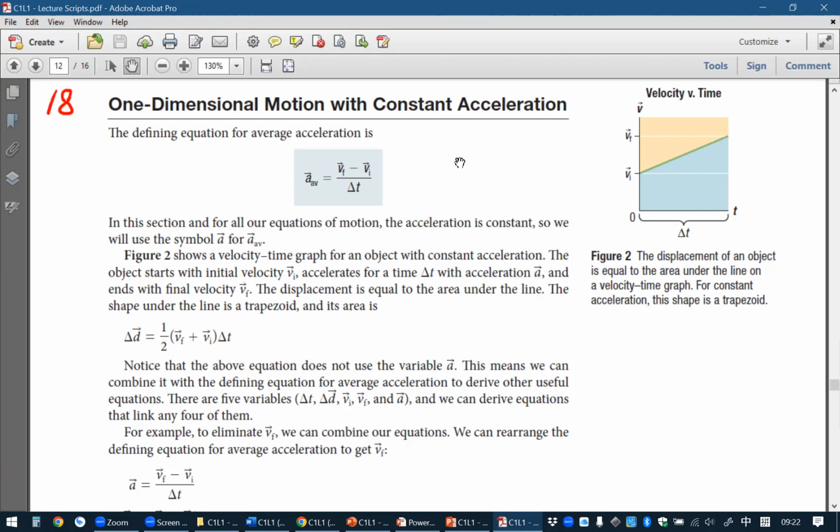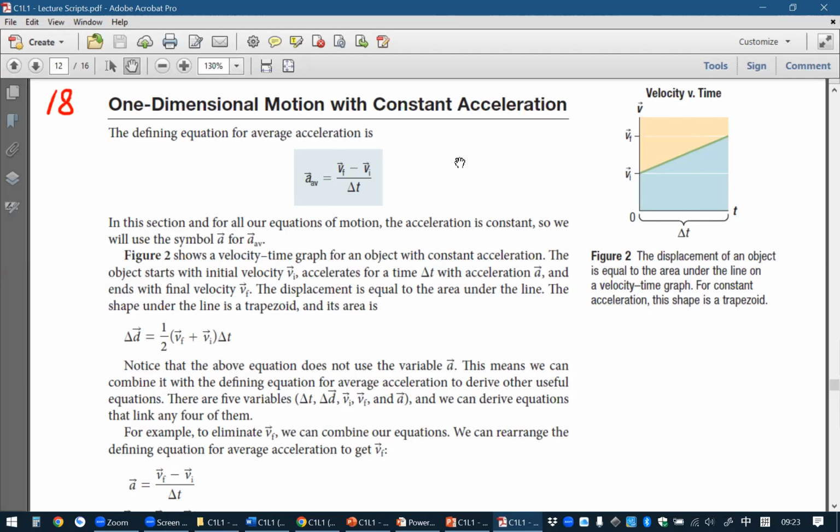Then, from this graph, we know the displacement is equal to the area under the line, right? The shape under the line is a trapezoid, and its area can be given by delta d equals 1/2 of the sum of Vf plus Vi, then times delta t, right? So that is the displacement given Vf, Vi, and delta t. Also notice that the above equation does not use the variable a.